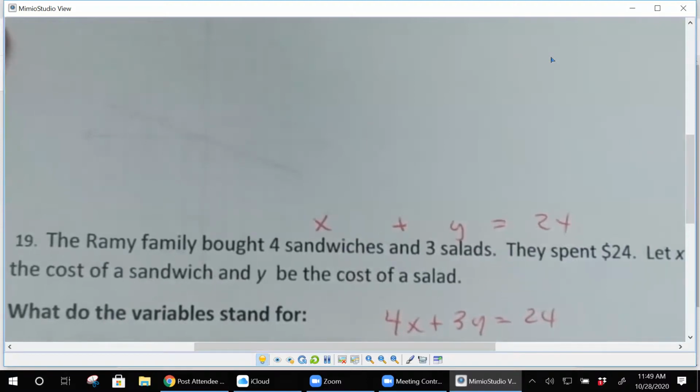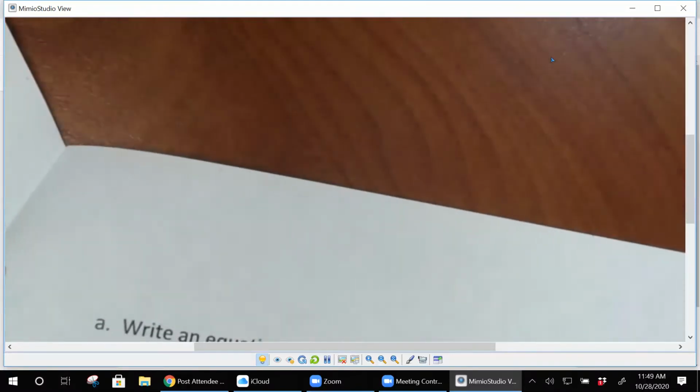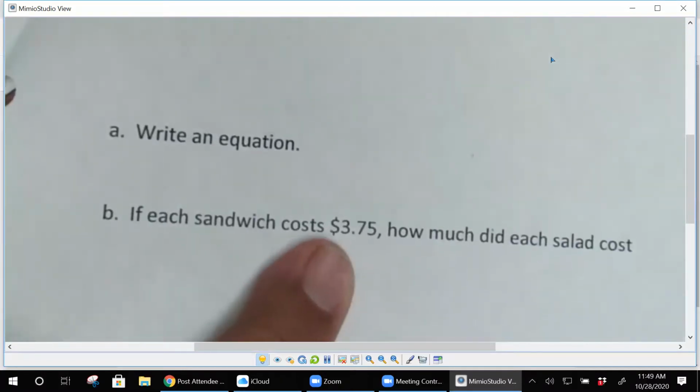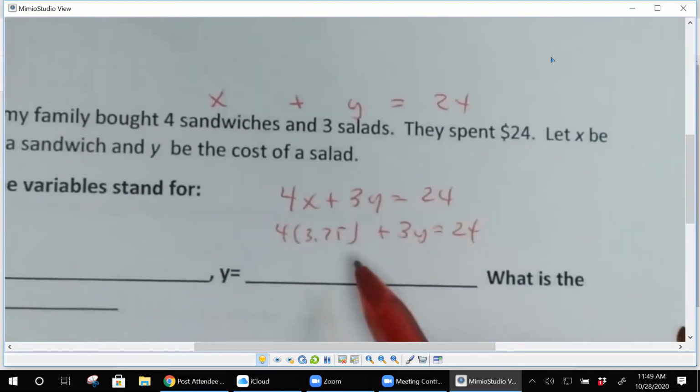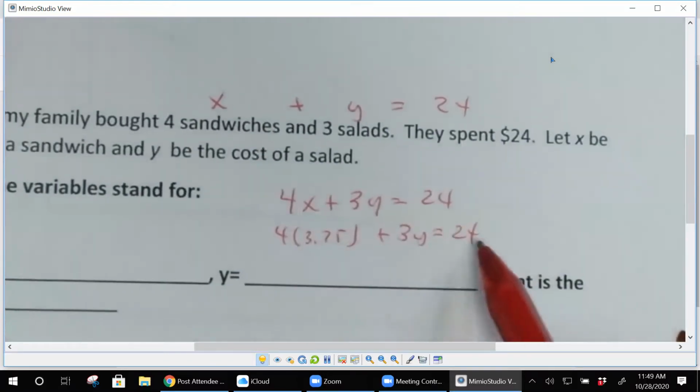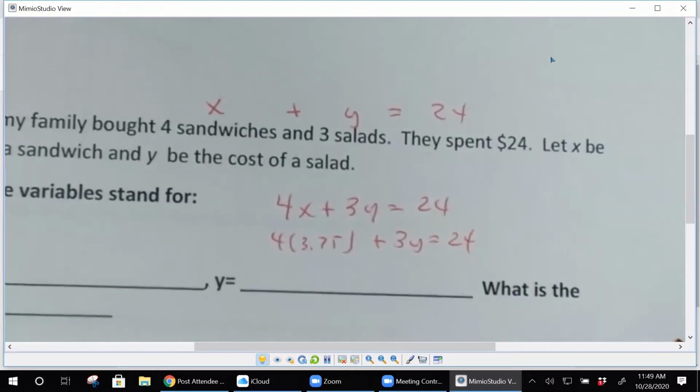What's your X value? Sandwiches. What's your Y? Salad. What is the total? 24. They want to know, and you can't see it because it's on the other page, what if a sandwich costs $3.75, how much does a salad cost? So all we do is we put in $3.75 for X. We solve this to find out. You can't even see it, I'm sorry. You put in $3.75 for the X value and you do the math and you solve to find out what the Y value is.